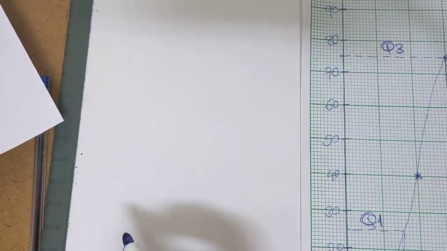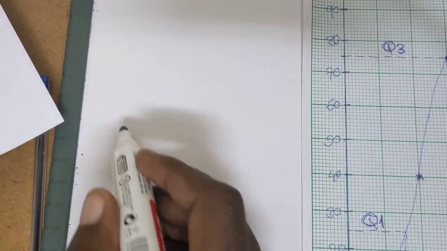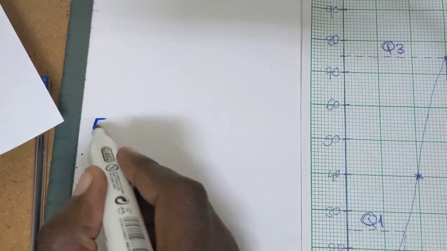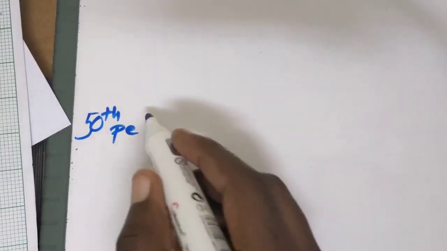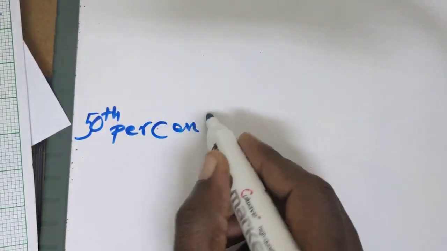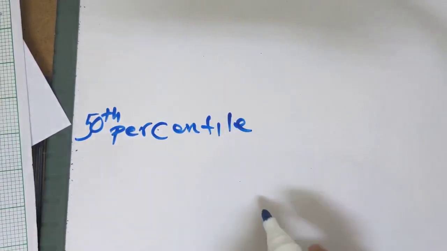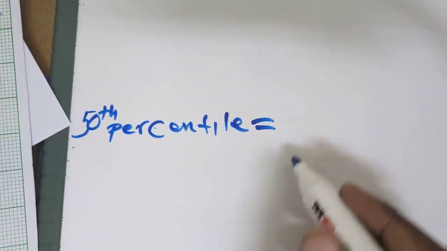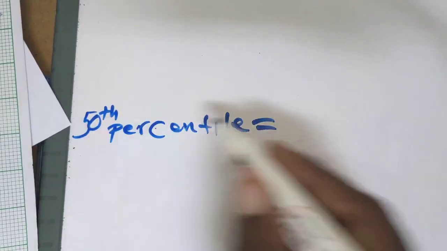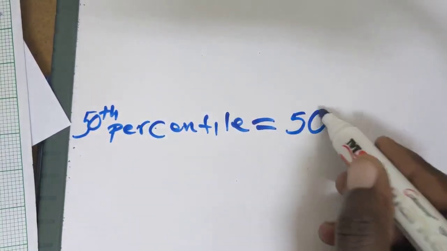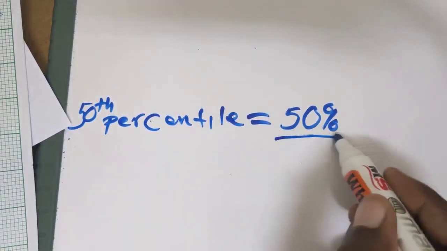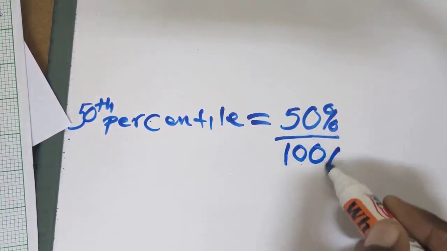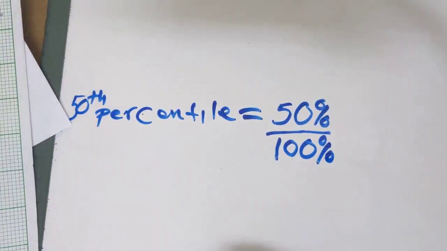So for the 50th percentile, the formula that you're supposed to use is easy. So they're asking you to find the 50th percentile. I'll write it from here. 50th percentile is equal to 50, so you write 50%. A percentage is over what? Over 100%.